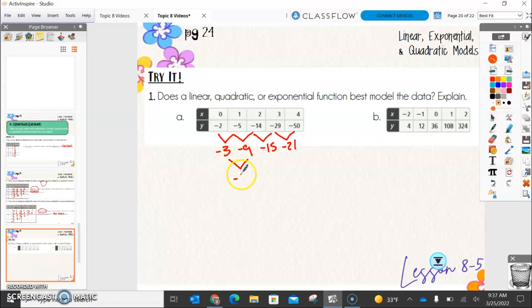So now this goes down by 6, and this one goes down by 6, and that one goes down by 6. Because our second difference is constant, that makes this quadratic.